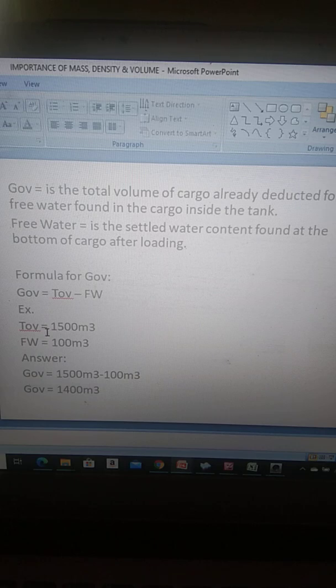Example, TOV equals 1,500 cubic meters. Free water 100 cubic meters. Okay guys, again the free water is found during tank inspection after loading. Okay guys, this is the free water. So the answer will be GOV equals 1,500 minus 100 cubic meter. So we have GOV of 1,400 cubic meters. Okay guys.